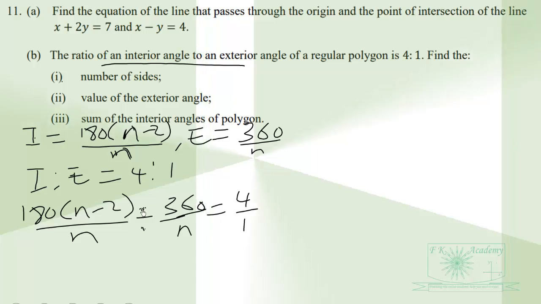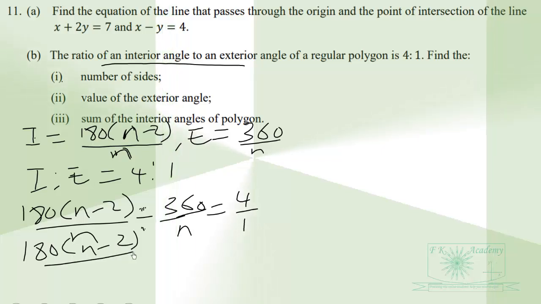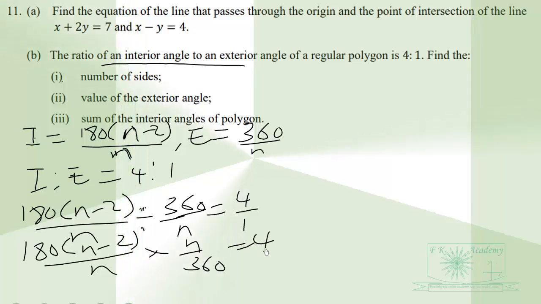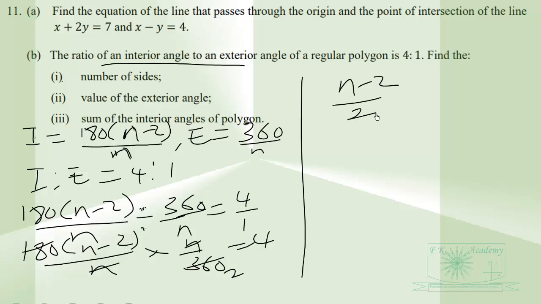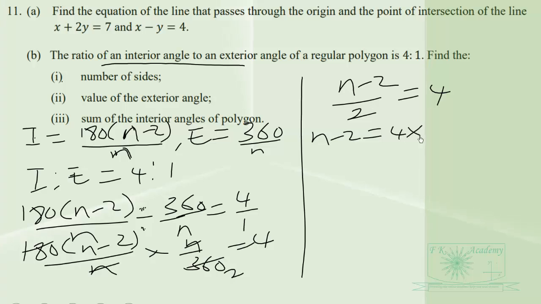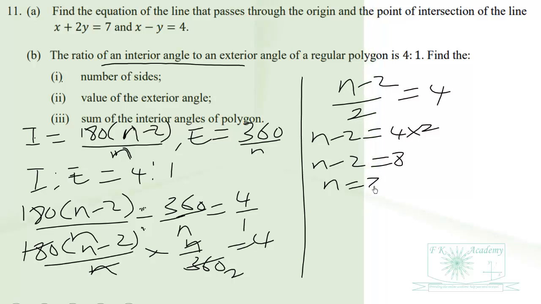So for division, we multiply by the reciprocal of the second fraction. So 180 into n minus 2 all over n times n over 360 is equal to 4. So this will cancel this. We are left with 180 will go into 360 two times. So we are left with n minus 2 over 2 is equal to 4. So n minus 2 is equal to 4 times 2, so n minus 2 will be equal to 8. So n will be equal to 8 plus 2. Therefore, n will be equal to 10. So that is the number of sides.